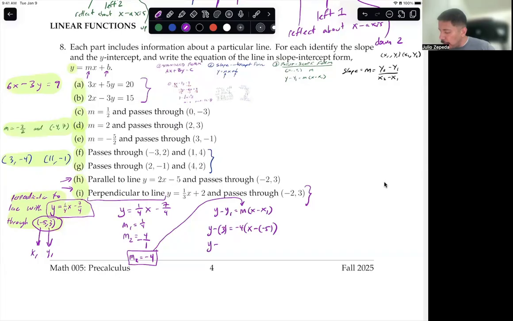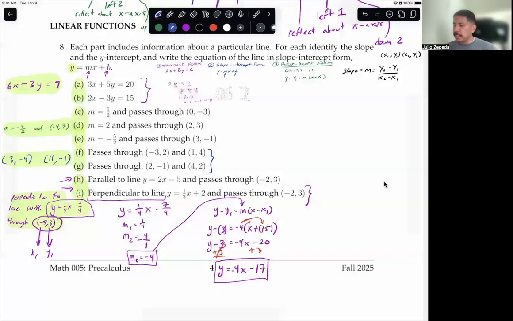So we have y minus 3. These negatives will cancel. So that's x plus 5 in the parentheses. We'll distribute the -4 to get equals -4x minus 20. And then we'll just add 3. We're going to solve for y to get it into the slope intercept form. And so we have y equals -4x minus 17. That's our answer. Okay, that's it.